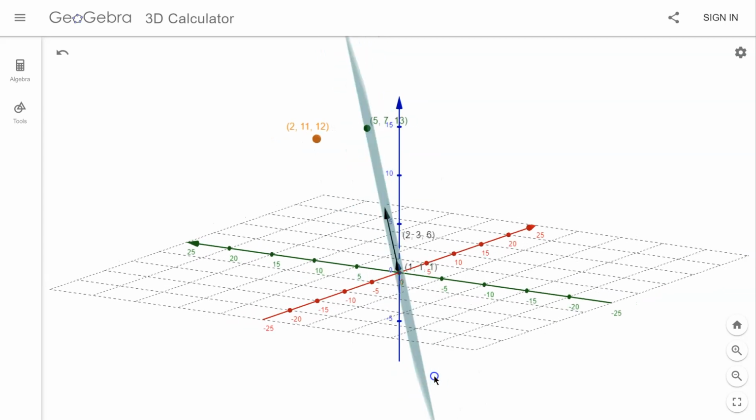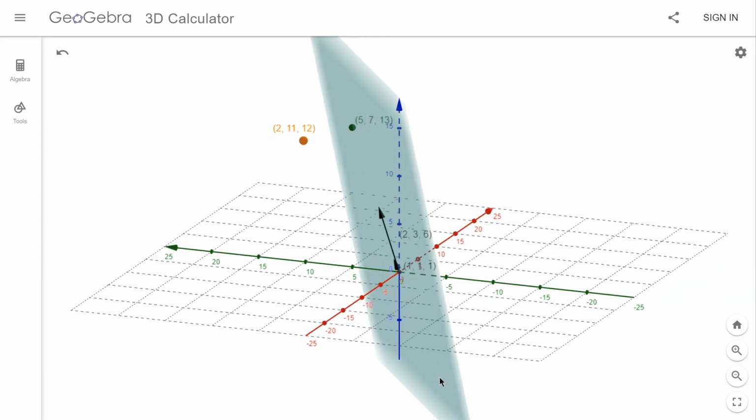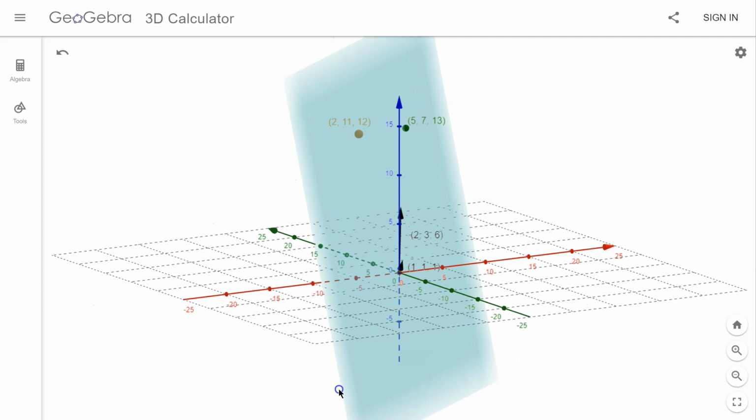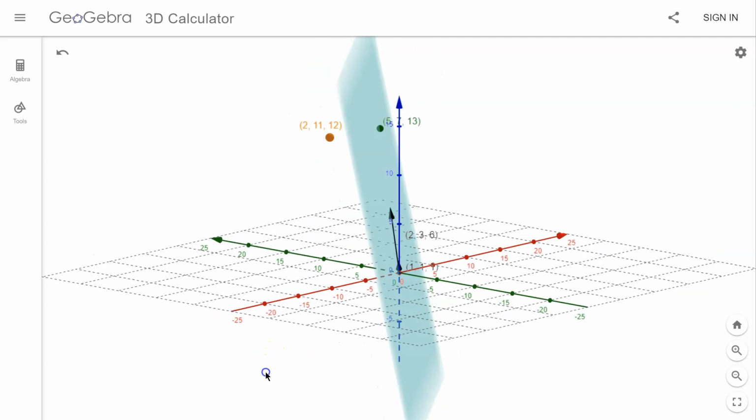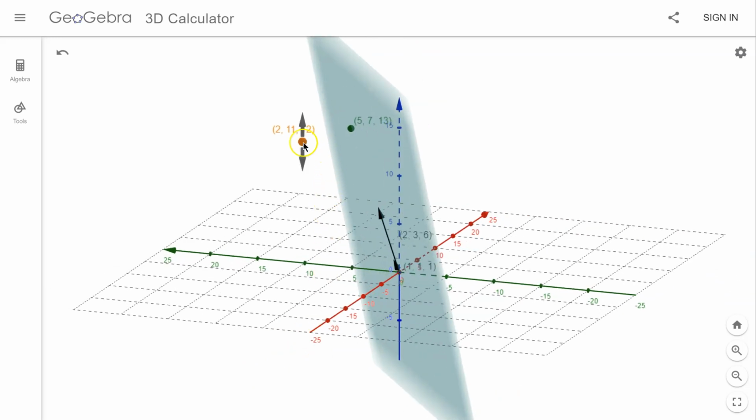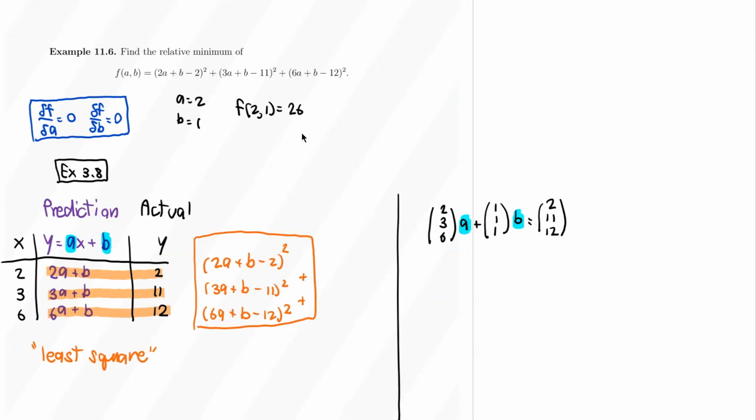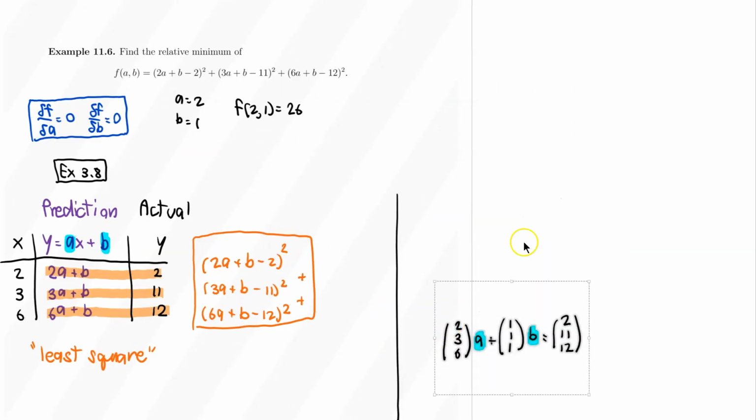So there is no solution there, but the best thing that we can do is find the closest point, which is 5, 7, and 13. We have seen in the earlier example that we can use the projection of the vector 2, 11, and 12 onto this plane. Well, there is another way that we can do this as well. We can look at all possible linear combinations of these two vectors, 1, 1, 1 and 2, 3, 6, and find the one that has the smallest distance to this orange point, which is 2, 11, and 12.